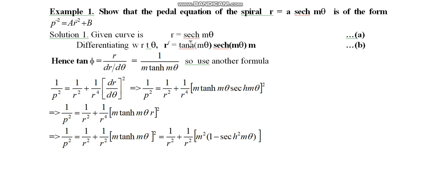Given curve is r is equal to sech m theta. So differentiating with respect to theta, we have r dash is equal to tanh m theta into sech m theta into m. Hence we have tan phi is equal to r divided by dr by d theta, which is equal to 1 divided by m into tanh m theta. So using another form, we have 1 by p square is equal to 1 by r square and so on.